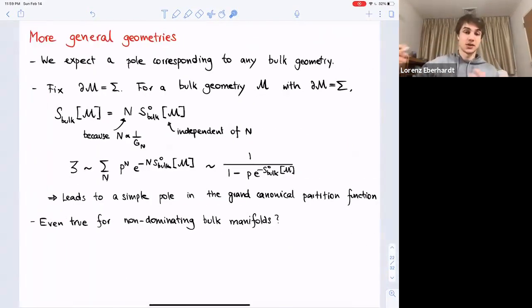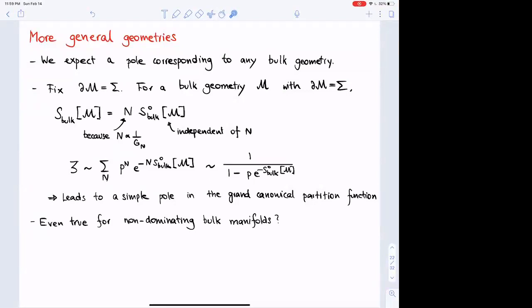Okay, so there's a very simple argument that you should expect a pole corresponding to any bulk geometry. We can do it even more generally. We can go away from thermal AdS, because at some point I also want to discuss the wormholes if I get there. So let's fix some manifold with the boundary being some surface.